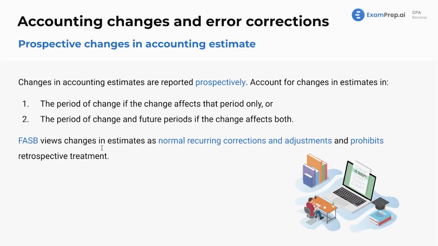FASB views changes in estimates as normal recurring corrections and adjustments, and prohibits retrospective treatment. And why do they do that? Well, this is because it just makes sense. Do what makes sense. I know there's a lot of rules, and you're like, what the heck? This is a lot. I don't like it. And I'm with you. I don't like it. It's not fun. But a lot of this does make sense. There's a reason for it, and it benefits the users of the financial statements.